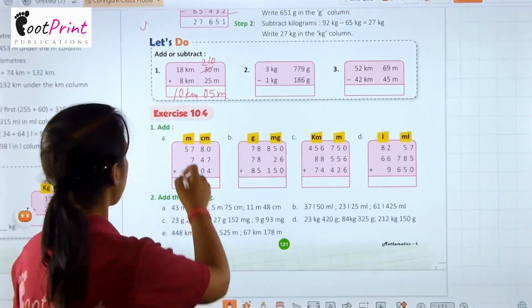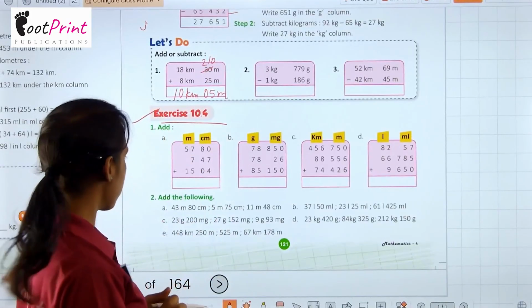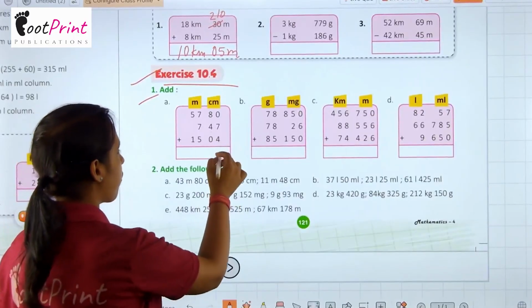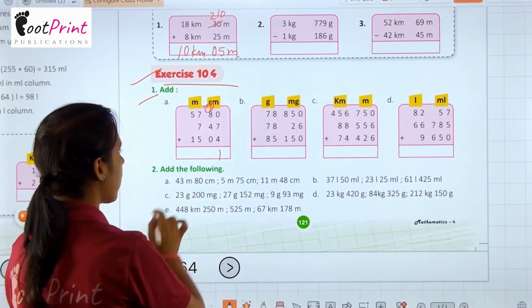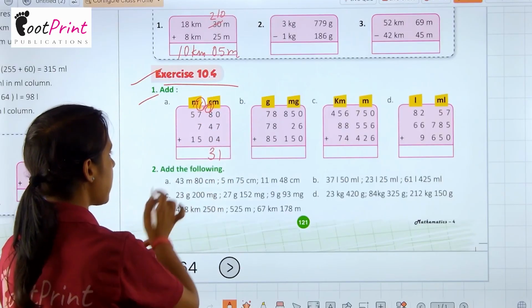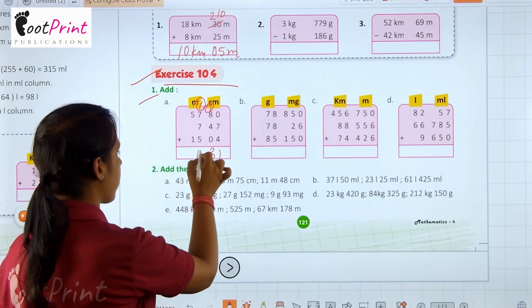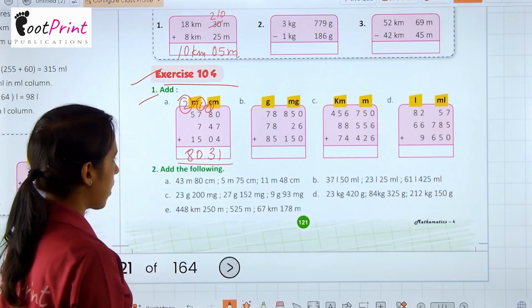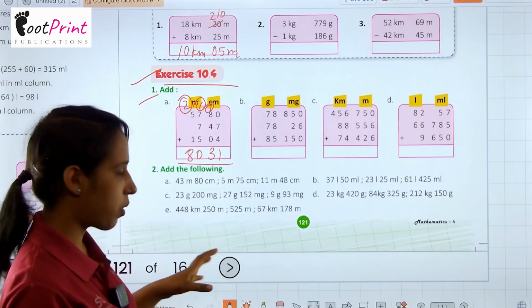Now we have exercise 10.4. Let's do it. Add. So we can add it. 7, 4, 11. 1 carried over here. 8, 4, 12 and 1, 13. 1 carried over here. 1, 7, 8. 8, 7, 15. 15, 5, 20. 2 carried over here. 2, 5, 7 and 1, 8. So it is our answer: 80 meter and 31 centimeter.